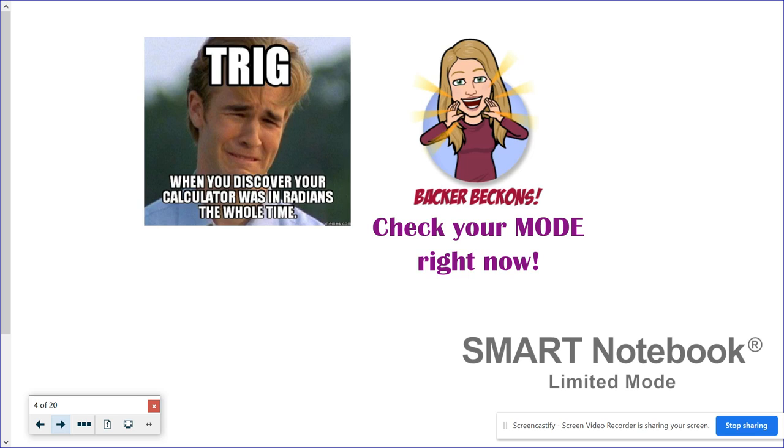Speaking of your calculators, you should check your mode right now. There's a button that says mode, and the third line down probably says degree, and the degree should be highlighted. If it's not, then cursor down, cursor over, enter, and it will be highlighted.